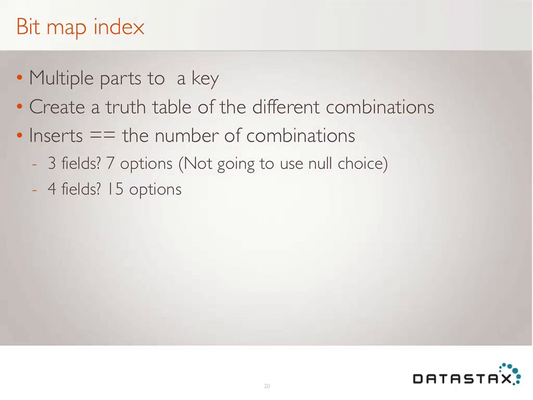So when I do this and I have all these different combinations of, say, 3 fields, it means I have 7 different options. Of course, there's no null choice. It's just 7 different options. So that means I have to create 7 inserts for one set of data. And if I have 4 fields, I have 15. So what do I mean by that? What do I mean by creating a truth table?